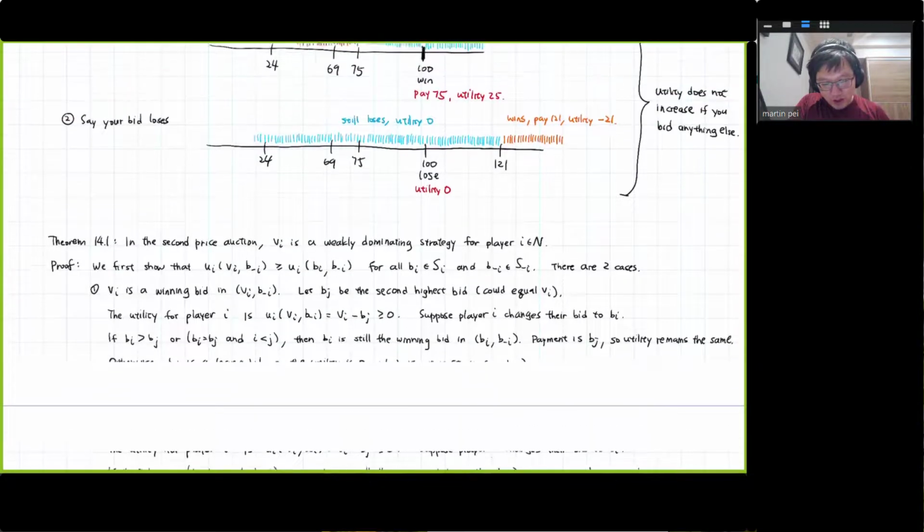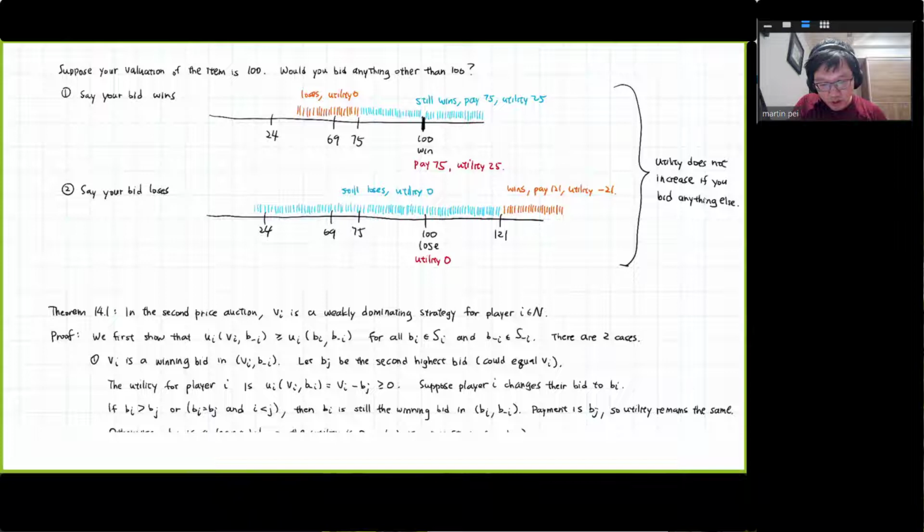Okay. But if we are winning, but our bid is lower, at some point, so this is where this diagram comes in. Right? So if you bid something less than what you value the item, at some point, we might lose when we go below the second highest price, in which case our utility actually decreases. Okay, so either the utility is the same or the utility decreases. So that's why bidding your valuation would be the best when you are a winning bid.